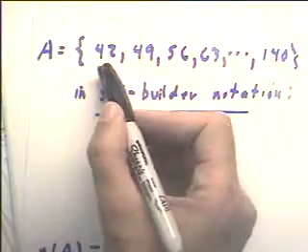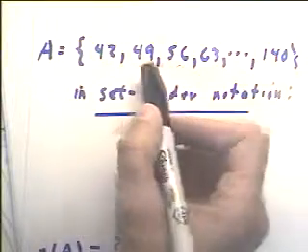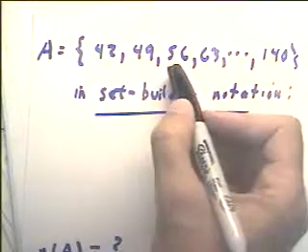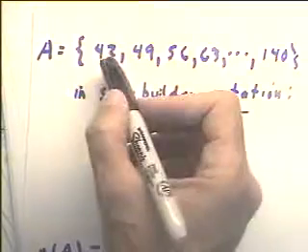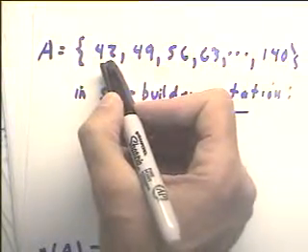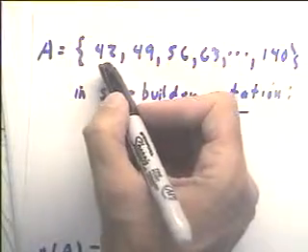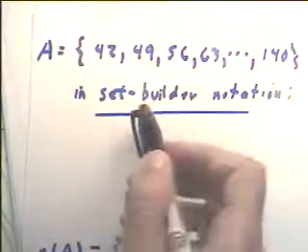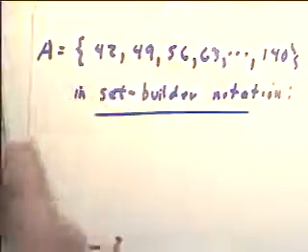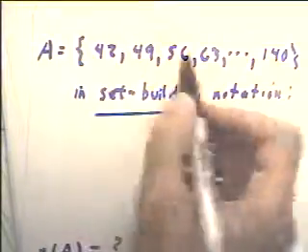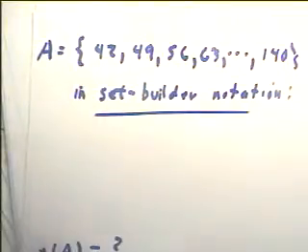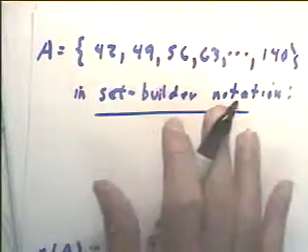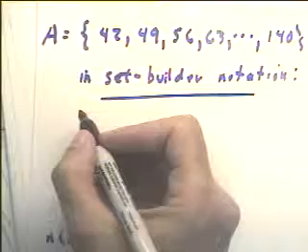But I'm going to say that 49 minus 42 is 7, 56 minus 49 is 7, 63 minus 56 is 7. It looks like these things go up by 7, starting at 42. And of course 42 is a multiple of 7, it's 6 times 7. So we can write this as a set of multiples of 7 between 42 and 140. We're not going to actually write it this way, but describe it.